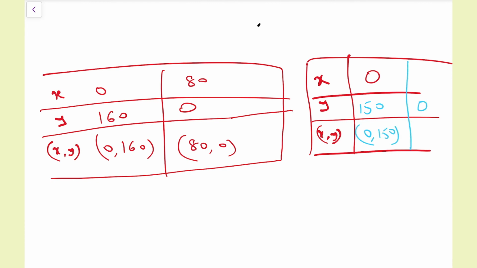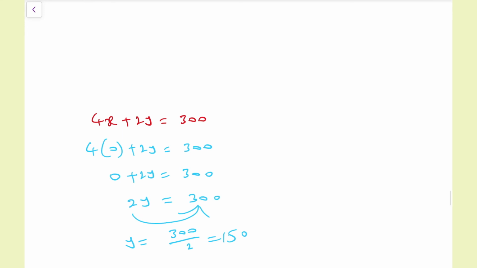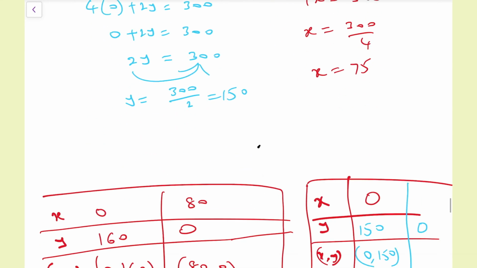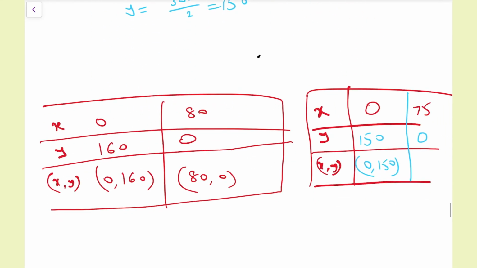Now in the place of y we will substitute 0. The equation is 4x plus 2y equals 300. 4x as it is, plus 2 into 0, equals 300. So we remain with 4x equals 300. Now let us take the 4 to the right side. So x equals 300 by 4, that is 75. So x value is 75, and the point will be 75 comma 0.